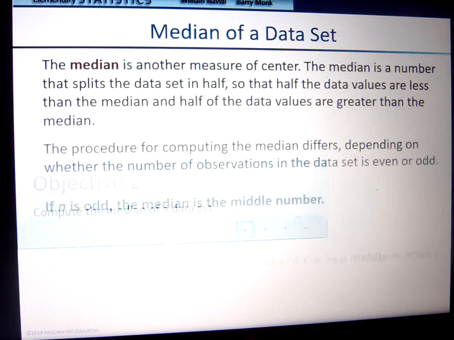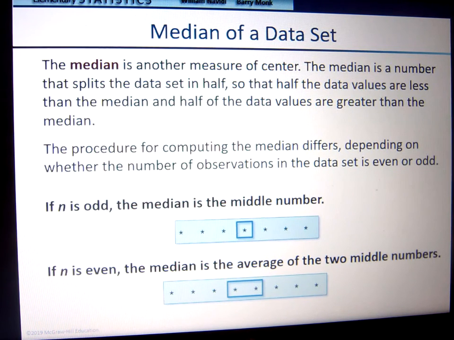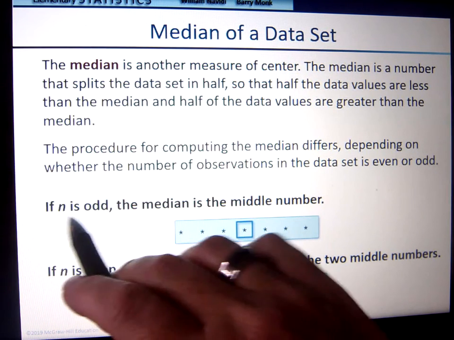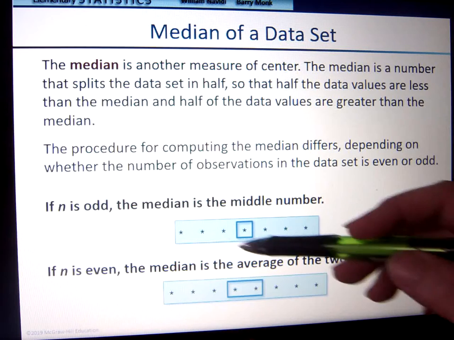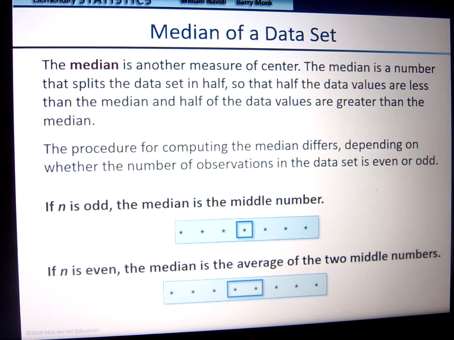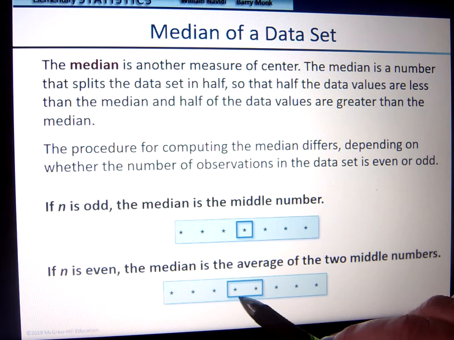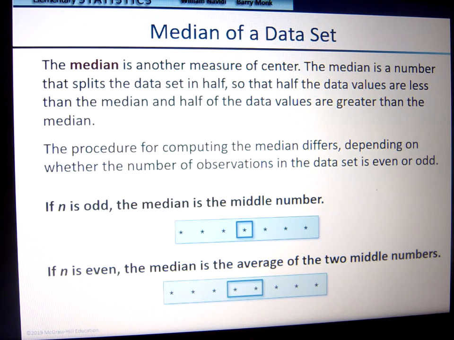Let's look at the median of the data set. Median is another measure of center. It splits the data in half. So here we have an odd number of data. We have a middle number. So that middle number is the median. But if we have an even number of data, then we have to take the 2 that are in the middle and average them, add them together, and divide by 2.